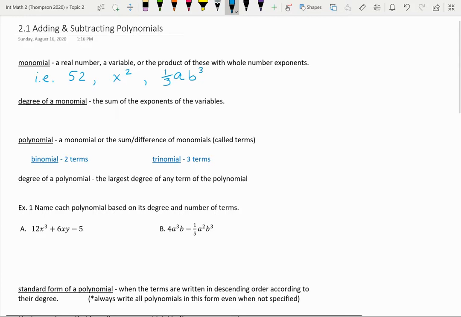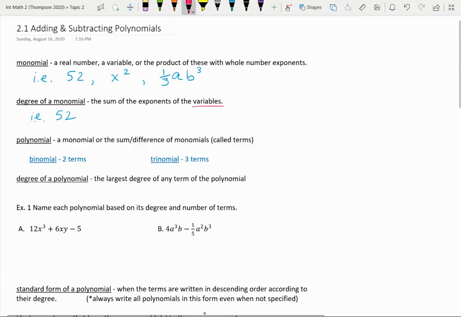The degree of a monomial is the sum of the exponents of the variables. So if we were to look at the same three examples that I came up with above, for just a number, since there are no variables here, this is going to be degree 0. If I were to look at x squared, I look at the exponent on the variable. So the variable is x, the exponent is 2. This is degree 2.